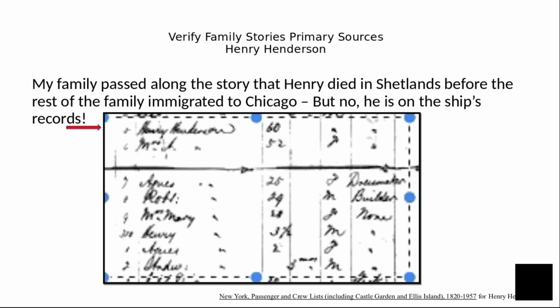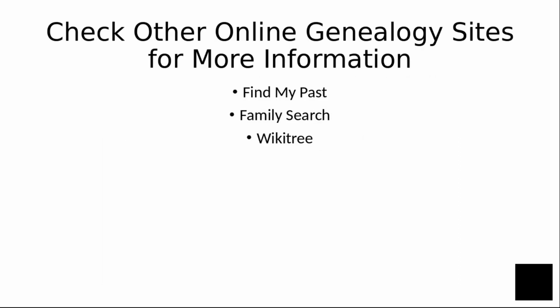This is an immigration record for Henry, and you see him listed there along with all the members of his family. This was a surprise to us because our family history had always told us that Henry didn't come over. And then it's also helpful to just search around with the other sites.